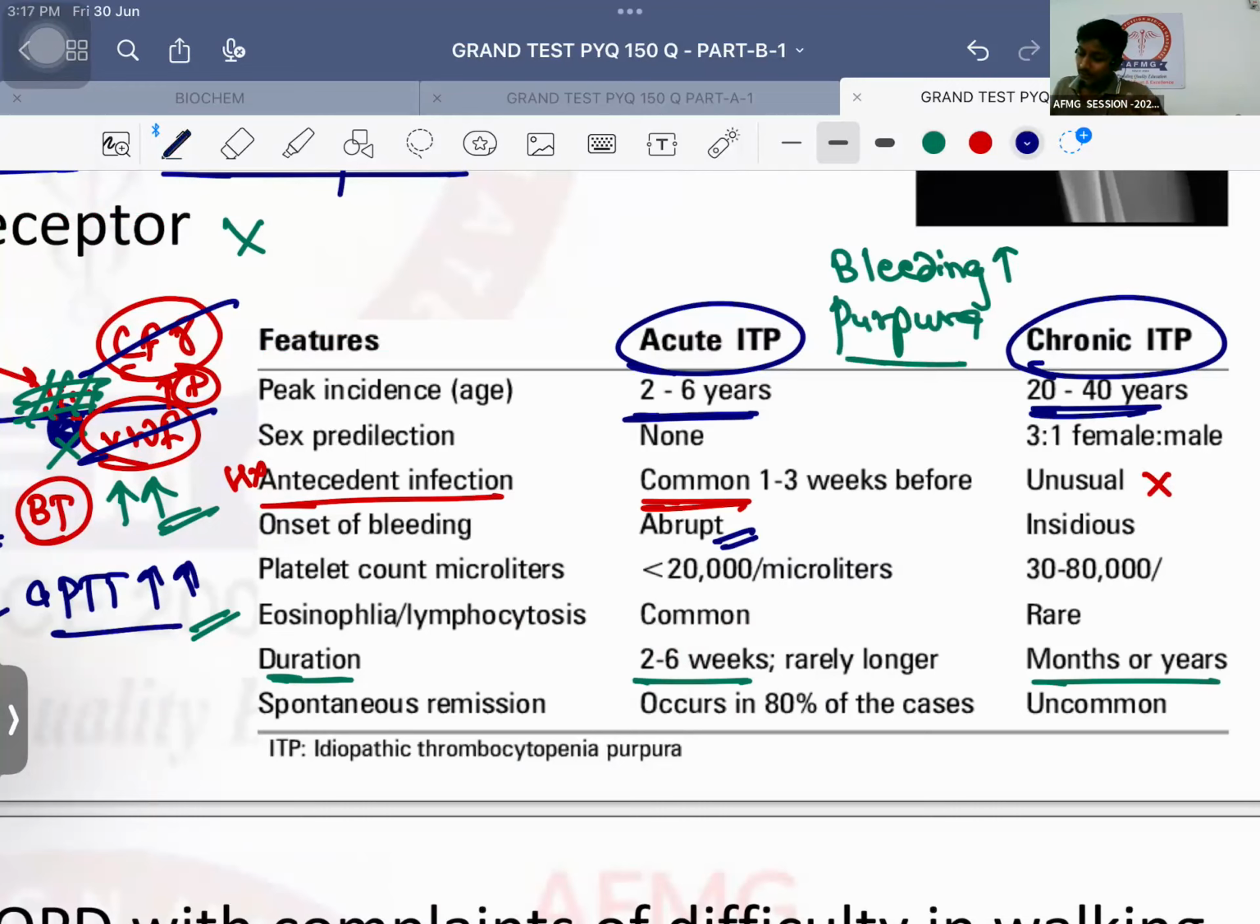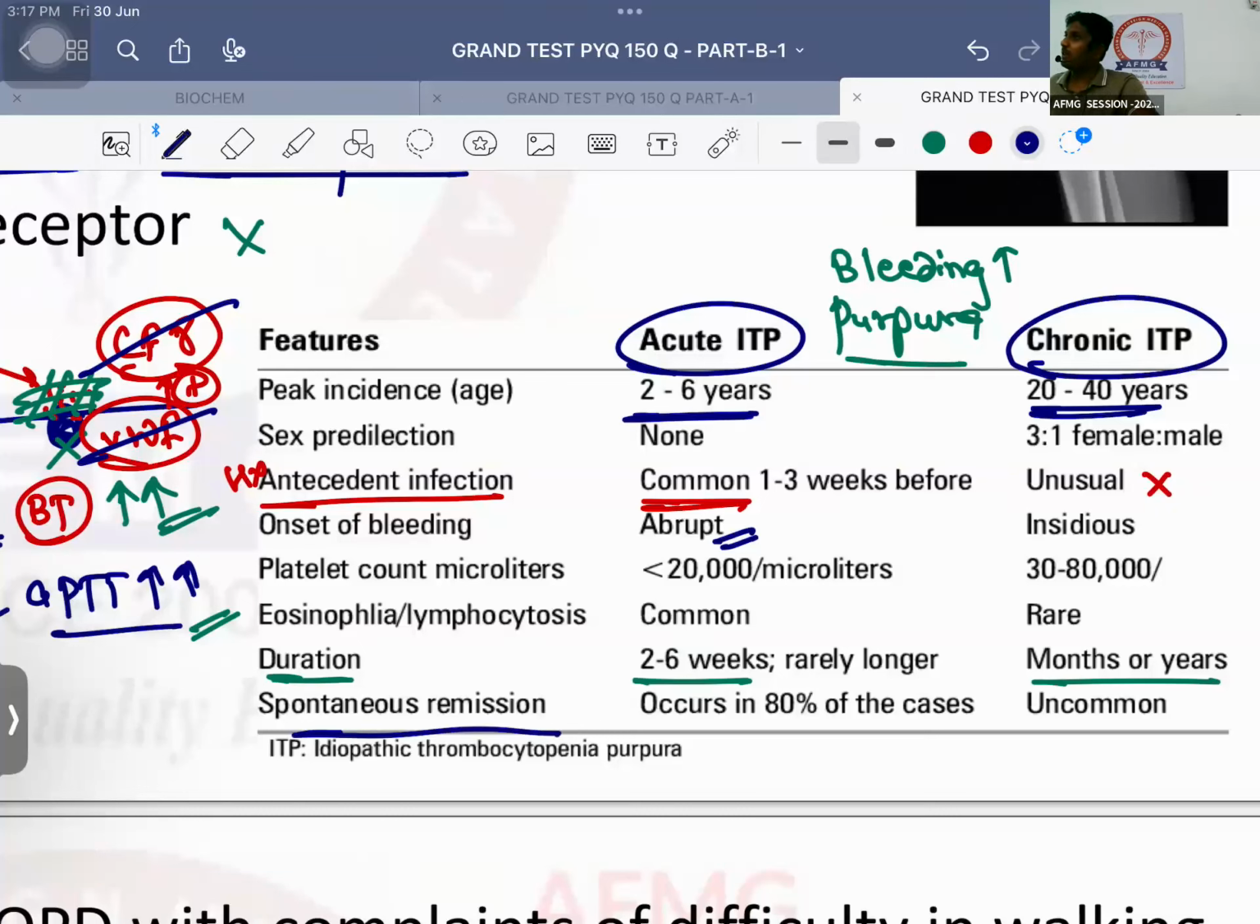Now important is, if they say there is a child, this was an August 2020 question, if they say there is a child who is coming to you with multiple bleeding episodes with purpura, image was given, and they say the mother gives history of some viral or bacterial infection 2 to 3 weeks ago, what is the diagnosis? And the question which was asked, what is the treatment?